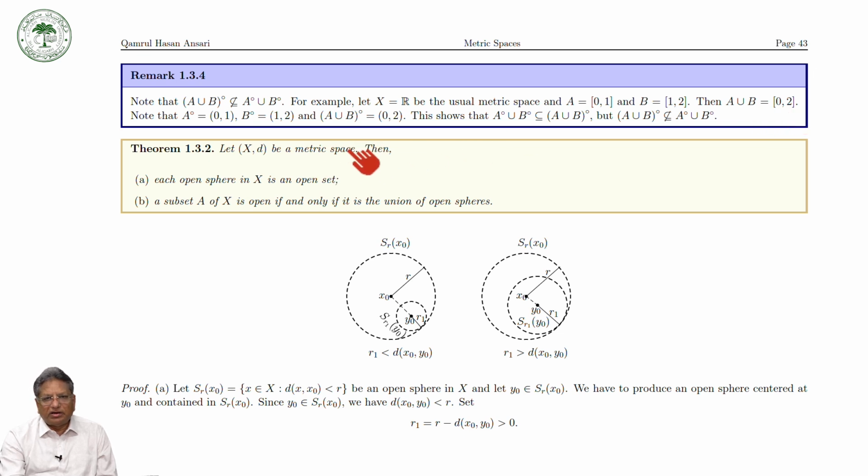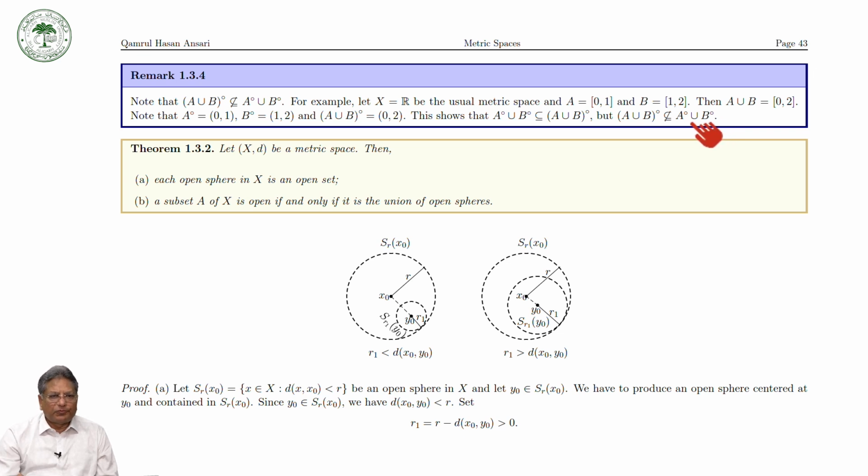Now what is the interior of A? The interior of A is the open interval (0, 1). The interior of B is the open interval (1, 2). And the interior of A union B is equal to the open interval (0, 2). So you can see that the interior of A union the interior of B is a subset of the interior of A union B, but the interior of A union B is not a subset of the interior of A union the interior of B. So equality is not true.